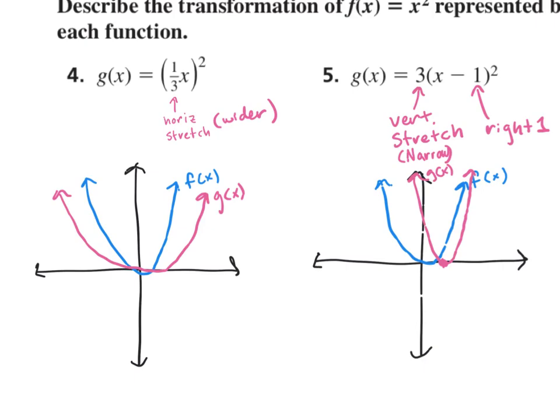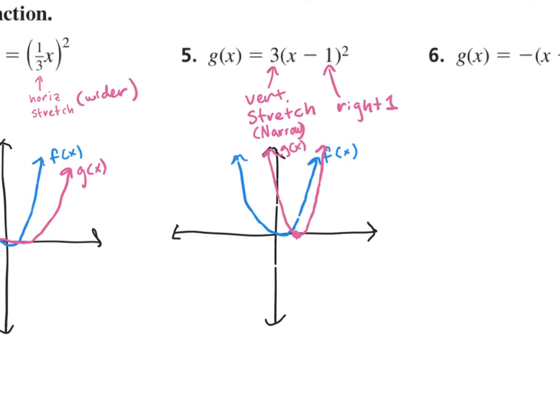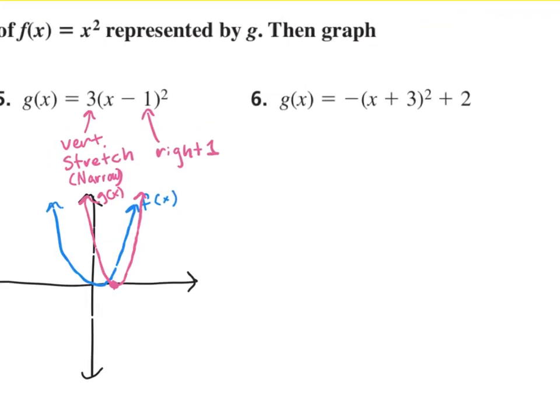Okay, last one. Here we have 3 transformations that are happening. What does this minus outside tell us? This negative, reflection on the x. Perfect, reflection on the x. What about this +3 on the inside? Left 3. The left. Awesome. And then this +2 on the outside? Up 2. Awesome. Up 2.